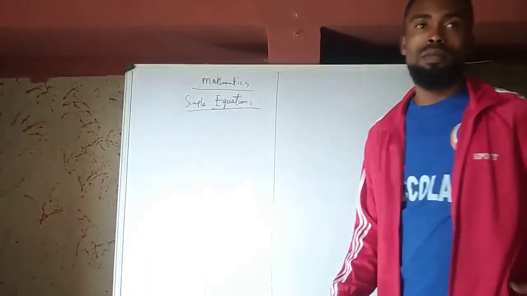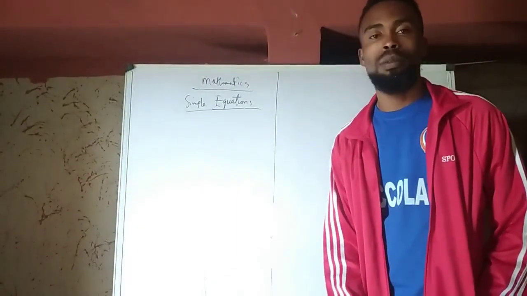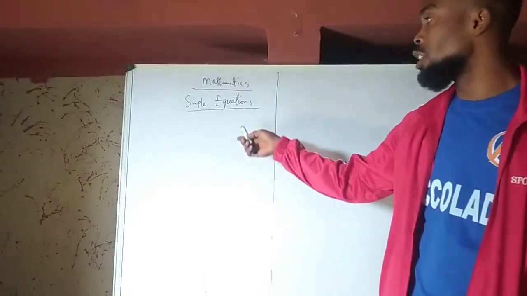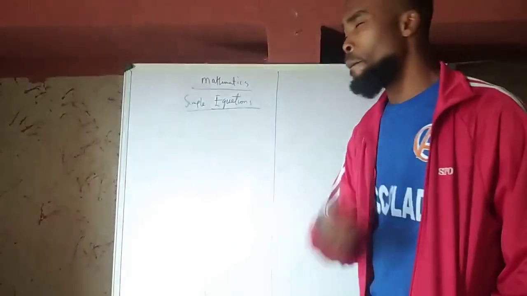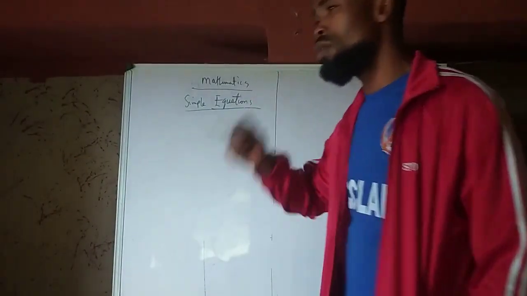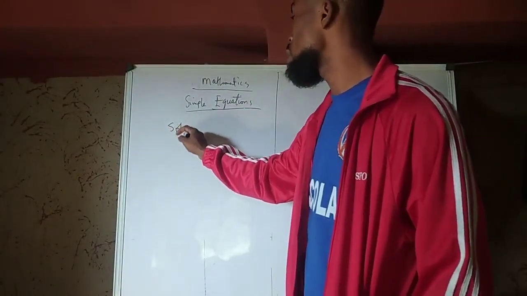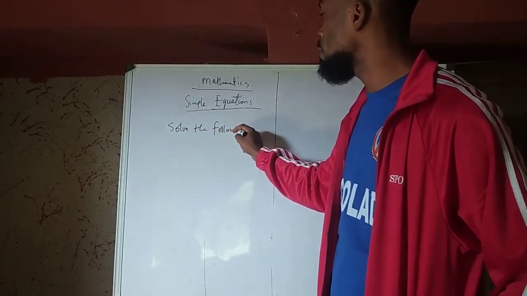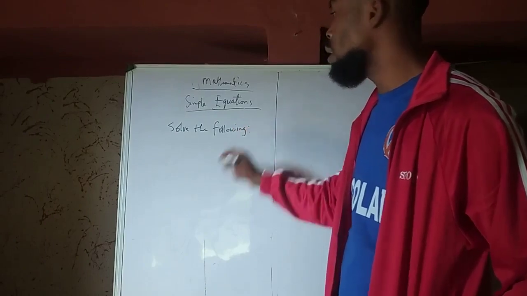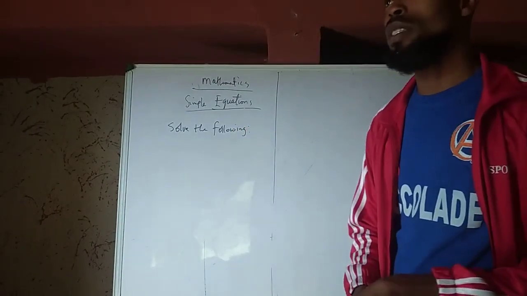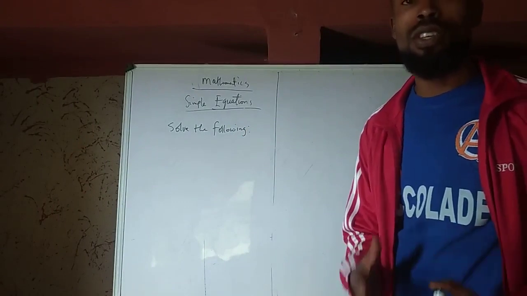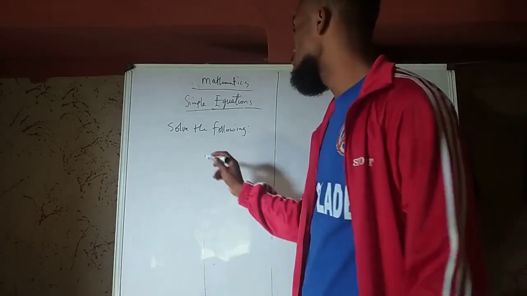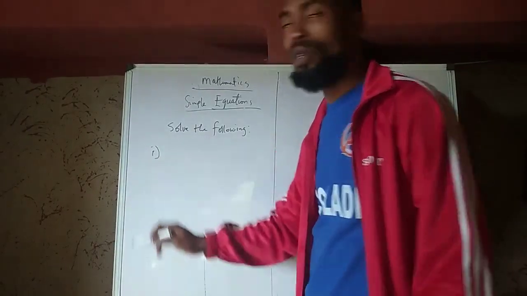Okay, ladies and gentlemen, I am here again, and we are going to be looking at more examples on simple equations. So we are going to say this: solve the following. I already told you what solve means in mathematics. Solve often says that you should find the value of the unknown. Okay, so I have the following questions.